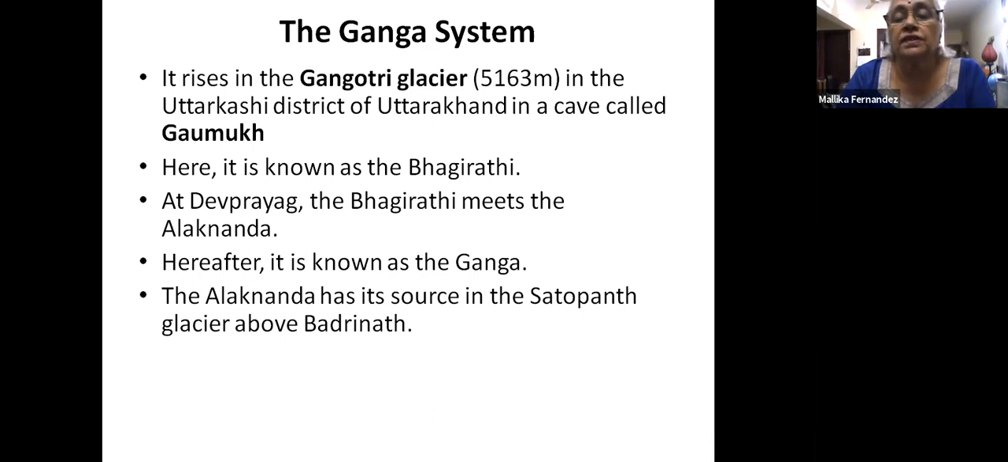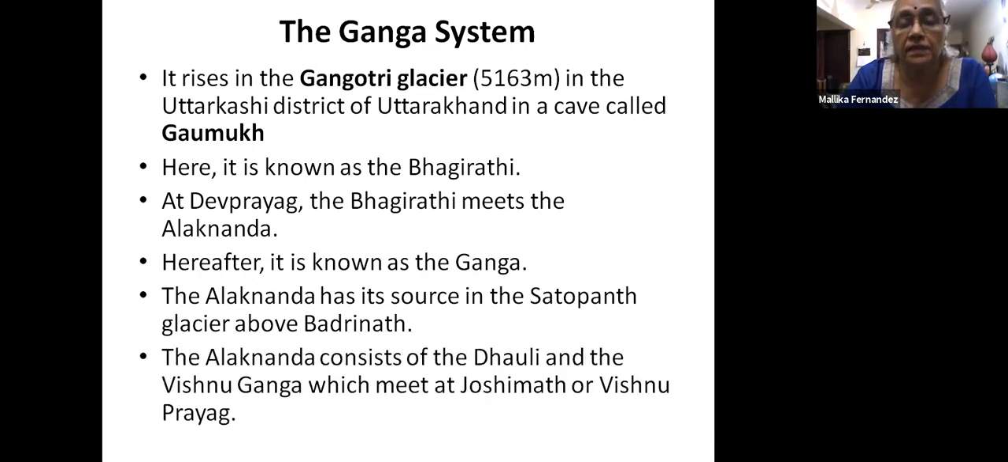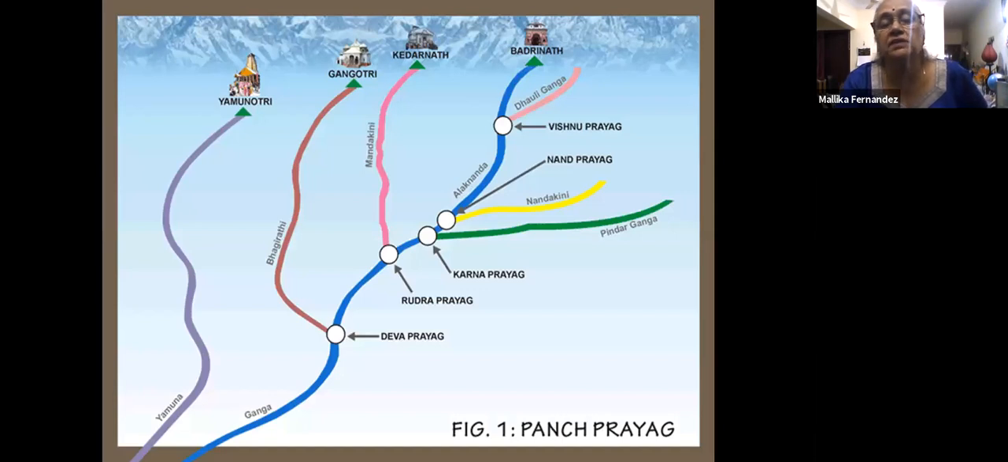Alakananda has its source in the Satopan Glacier, which is above Badrinath, and it consists of Dauli and Vishnu Ganga, which meet at Joshimath or Vishnu Prayag. So this is the Panch Prayag, right, which are important holy places where you have the meeting of various rivers. So Yamunotri is there, which is in the Yamunotri Glacier, Gangotri in the Gangotri Glacier, and you have Kedarnath, Badrinath. These are all starting points of various rivers.